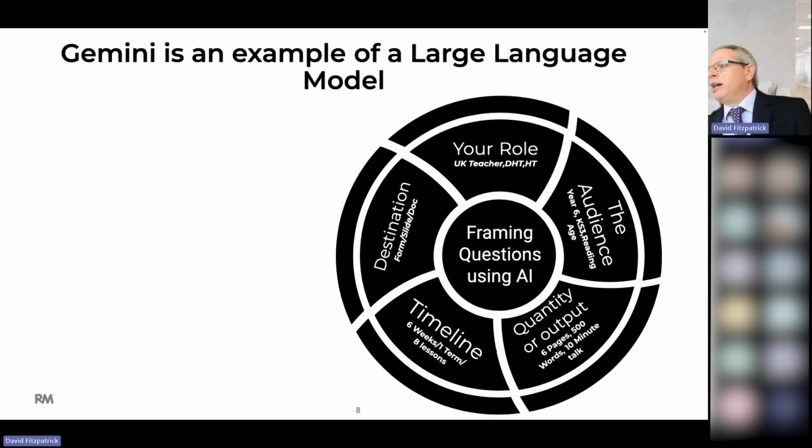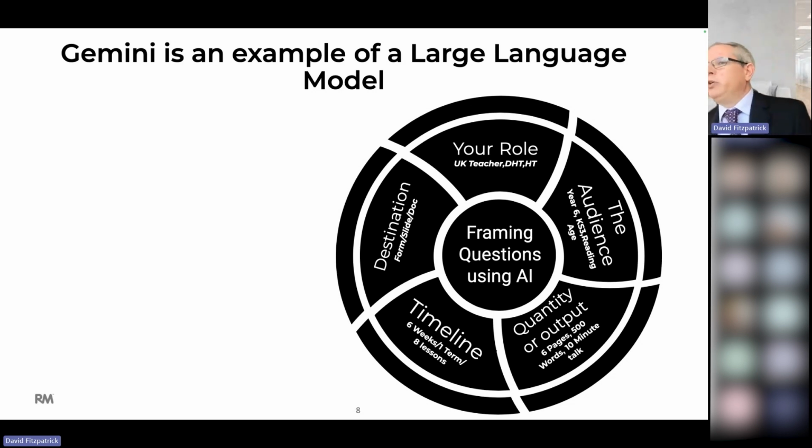And this diagram here really talks about the key things to ask a good question. When you're asking a question, you start with your role. Are you a teacher, a leader, a student? Who is the audience? What is the age of the students? Is it Key Stage 3? Is it a reading age?